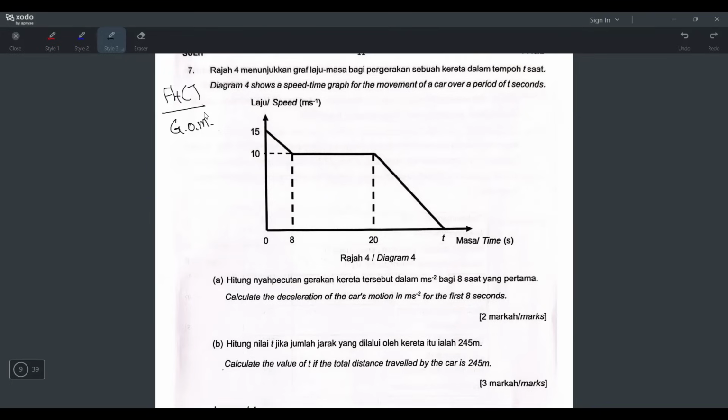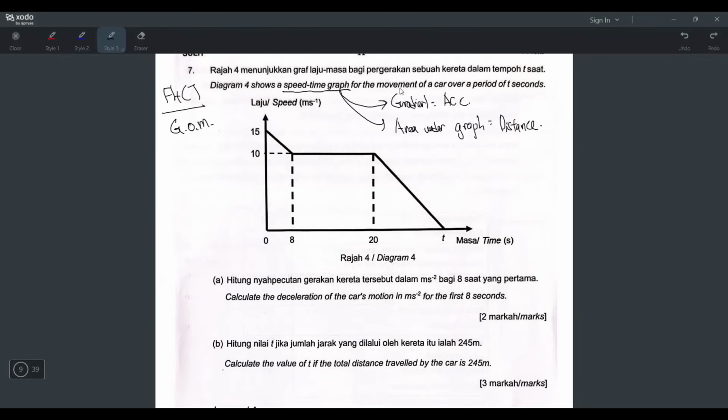Okay, let's baca soalan. Diagram 4 shows the speed time graph. Okay, the moment you see speed time graph, you need to know two things. The gradient of graph gives you the acceleration, and the area under graph gives you the what? If you cannot answer me, this means you are not ready for the SPM. So the area under graph will give you the distance. Okay. Ini semua basic. Kalau tak tahu ni, then very bahaya, very danger. You cannot face the SPM if you don't know this.